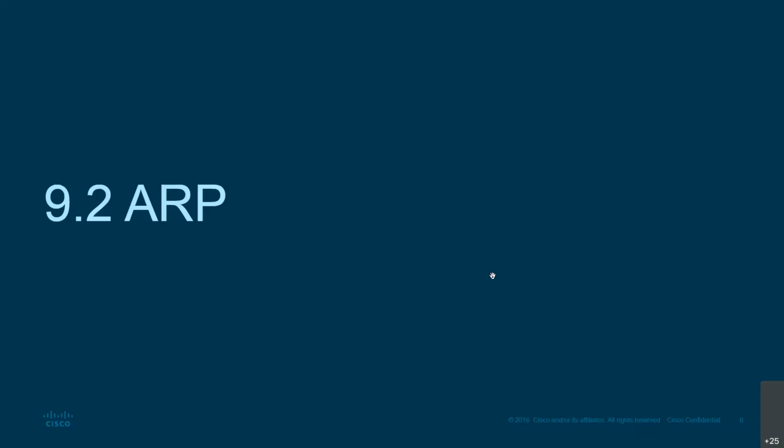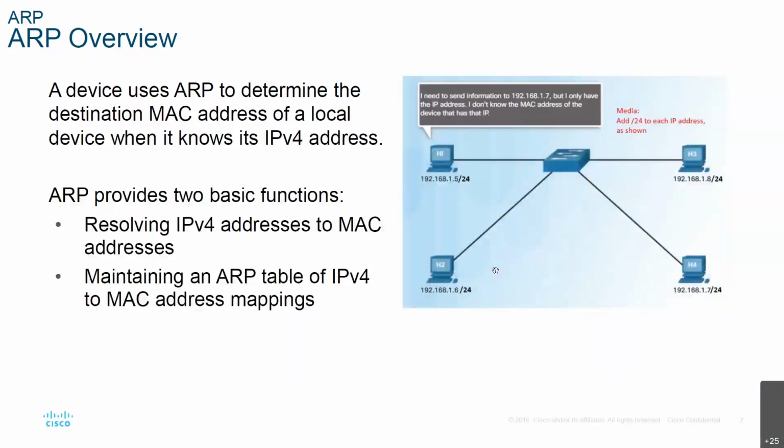Now let's look at ARP. ARP is used by all devices to know what is the MAC address and what is the IP version 4 address. ARP provides 2 basic functions: resolving IP version 4 addresses to MAC addresses. And it has to maintain a table known as an ARP table. In the ARP table, you will have a MAC address and the corresponding IP version 4 address.